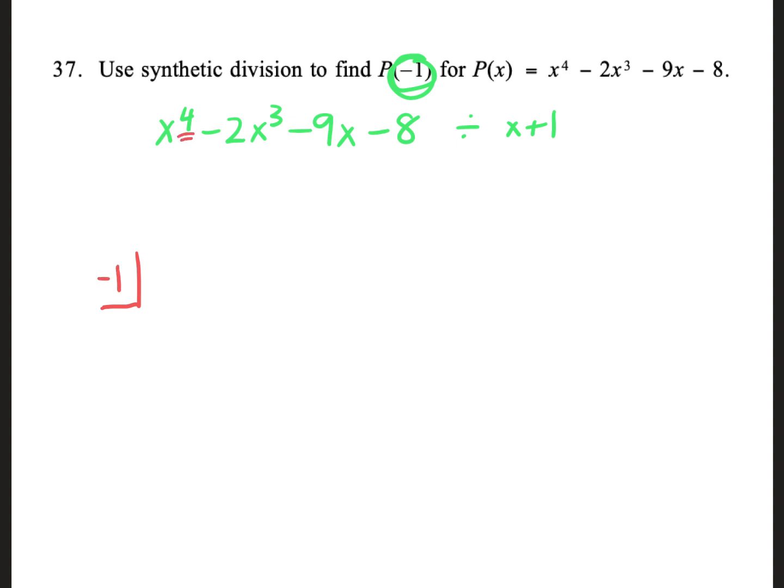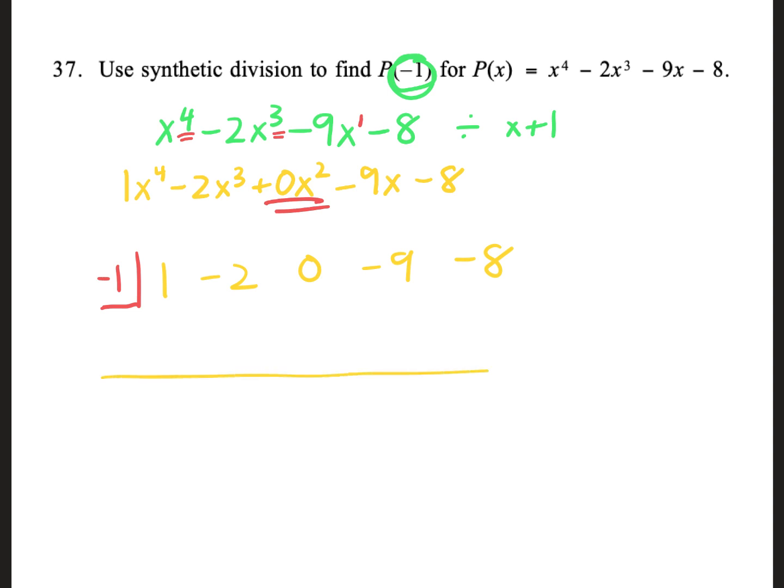If I notice, we have 4, 3, 1. We don't have an x squared. We're missing our 2. So I'm actually going to rewrite this as x to the fourth minus 2x cubed plus 0x squared minus 9x minus 8. Remember, there's a 1 in front of my x to the fourth. So we're going to have 1, negative 2, 0, negative 9, and negative 8 as our numbers. It is so important you remember that 0. If you don't do that, you're going to get the wrong answer, just so you know. From here, we're going to draw our equal sign down below.